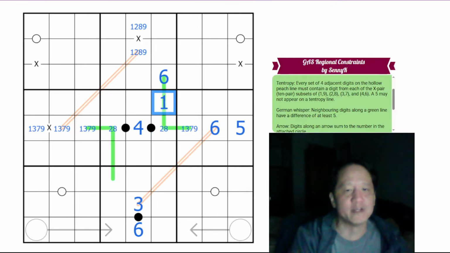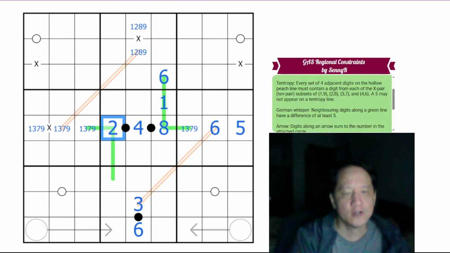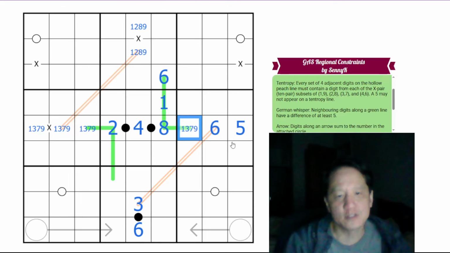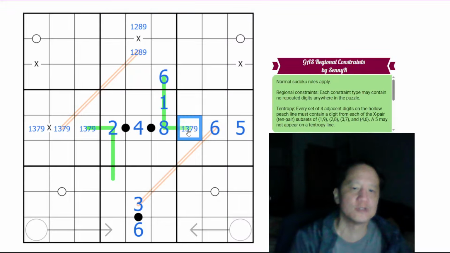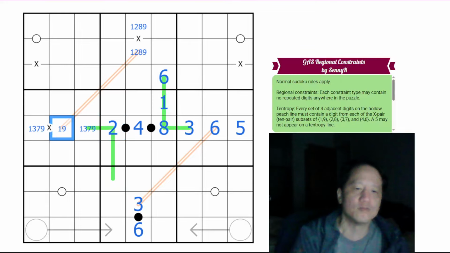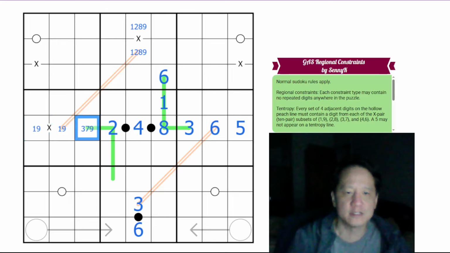Because 6 can only be next to 1 on a whisper 5 line. Out of 2 or 8, 1 can only be next to 8. So this is 8. This is 2. Sorry, 8 has to be next to 1 or 3 on the whisper 5 line, and it can't be 1 because we can't have repeats because of the regional constraints. So this is 3. That means this cannot be 3, 7 as a pair. It's 1 to add up to 9. It's 1, 9. So this can't be 1, 9, or 3. It's 7.